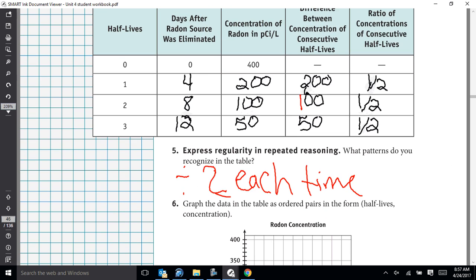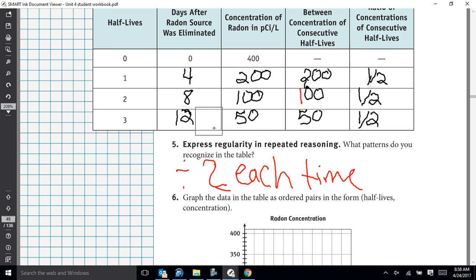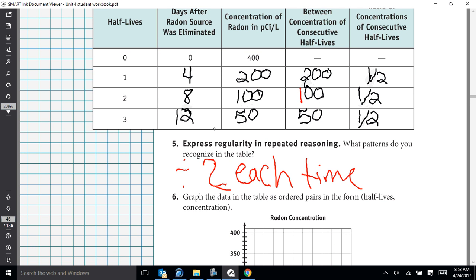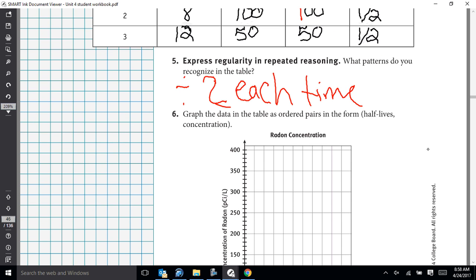All right, so in our table, we're going from days after. So 1 half-life is 4 days, 2 half-lives is 8 days, 3 half-lives is 12 days. So for each half-life, we're decreasing by half. So from 400 to 200, we're multiplying by 1/2, and then 200 to 100 times 1/2, 100 to 50 times 1/2. So we'll notice the difference here. Since we're decreasing by half, we're subtracting that amount, and then our ratio is 1/2 each time. So each time we're dividing by 2 or multiplying by 1/2.